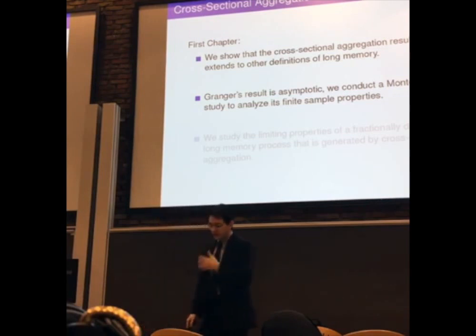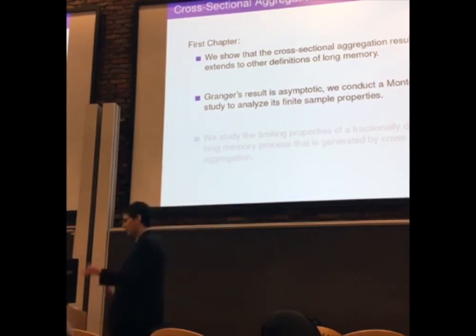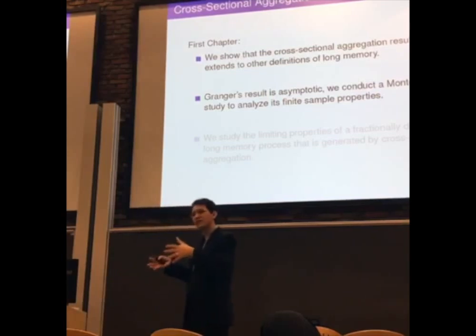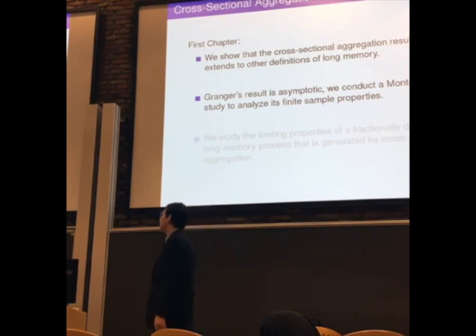Then we know this is an asymptotic result, so we need the cross-sectional dimension to go to infinity to start seeing this long memory result. And we want to see what happens if I just take a finite number of AR processes. If I just aggregate those, does that generate long memory? How many do I need to start seeing this long memory? So that's the second result that we get in that chapter.